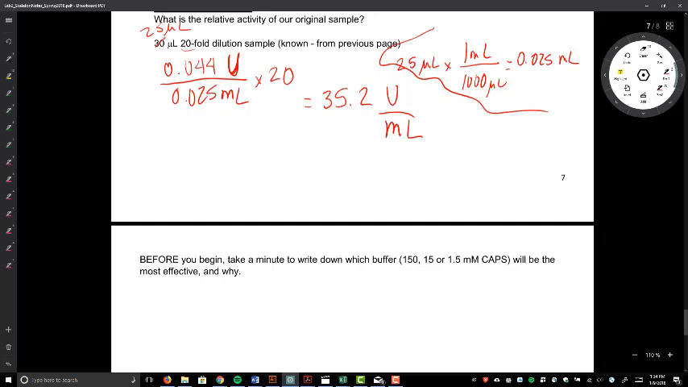So in this lab, you're going to be determining the effect of the concentration of CAPS buffer on the reaction rate of LDH. I want you to take a minute and think about which of these buffers, 150, 15, or 1.5 millimolar CAPS, is going to be the most effective and why. I want you to take note of this and see if your hypothesis was correct based off of what you see in lab.